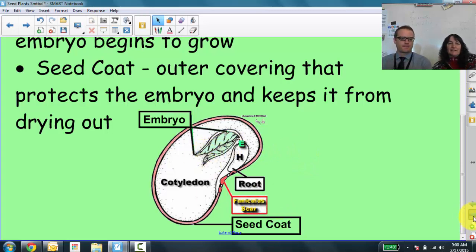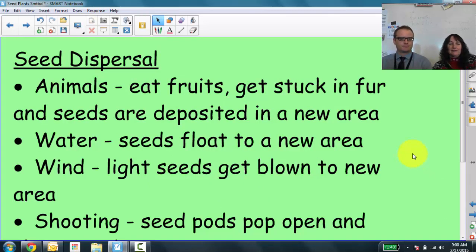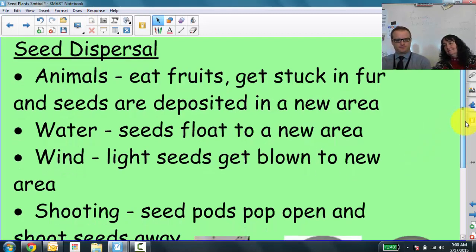So we were talking about seed dispersal. There are some major ways seeds can be dispersed. Animals: those seeds that have little barbs on them get stuck in an animal's fur, and they get deposited in a new area when the animal takes the burr off. Or the seeds come out in the animal's waste, if they eat them. Then there's water, where the seeds can float to a new area.